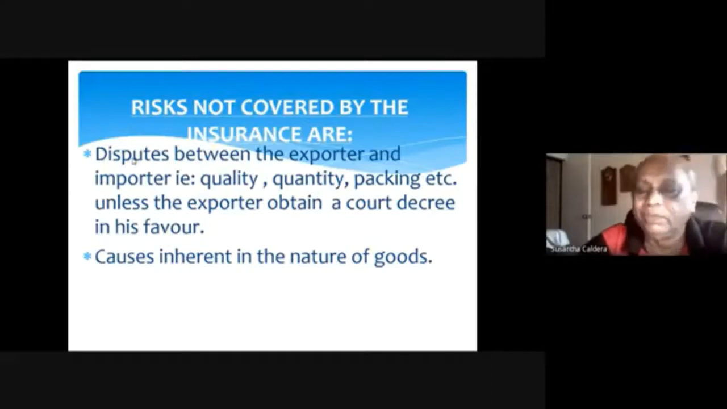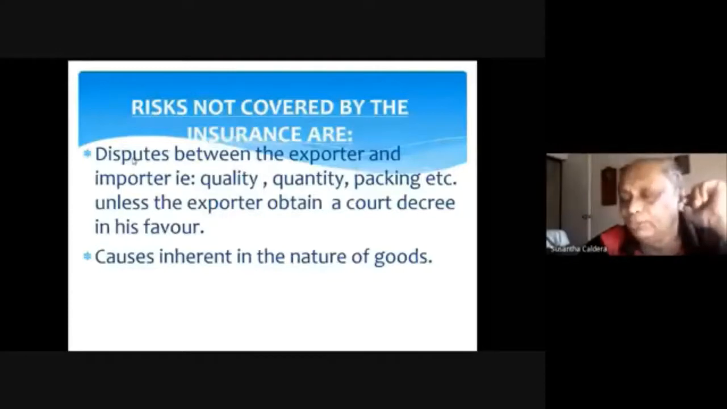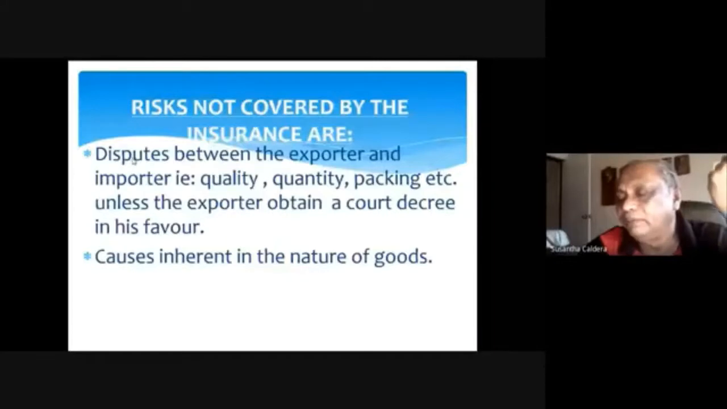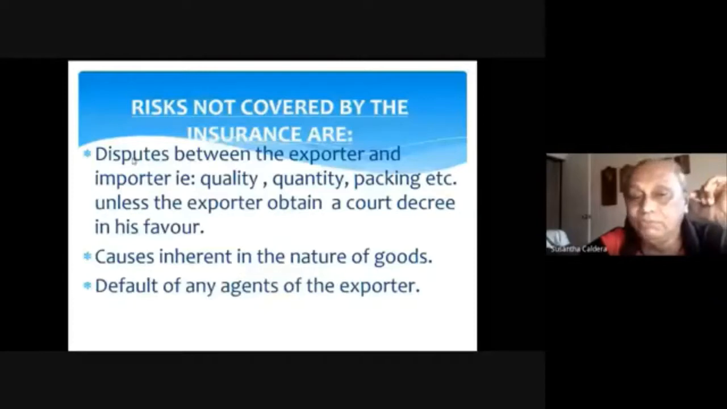Bottles, if exposed to direct sunlight, H2O2 becomes H2O plus O2. H2O is water and O2 is oxygen. This chemical breaks down under direct sunlight; we buy hydrogen peroxide, but what arrives is water, H2O. Right, the oxygen escapes from the bottle. That is causes inherent in the nature of the goods, default of any agents of the exporter.